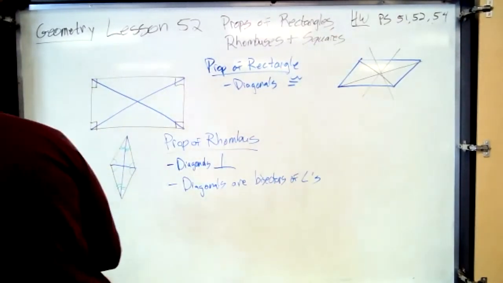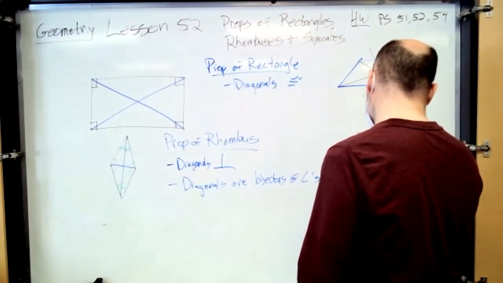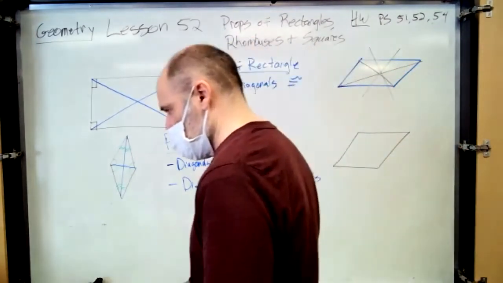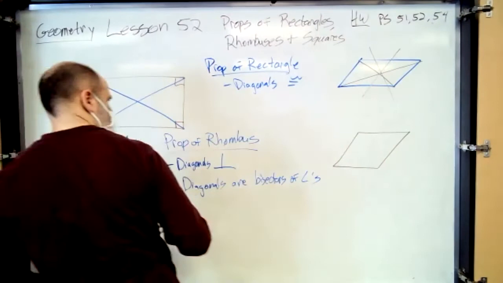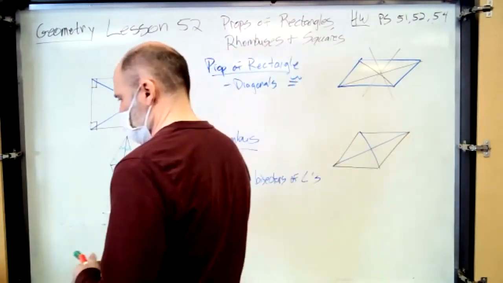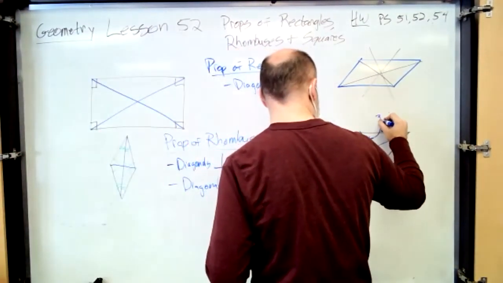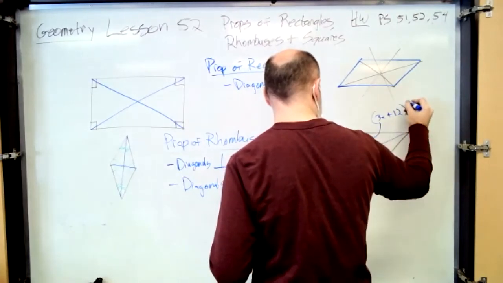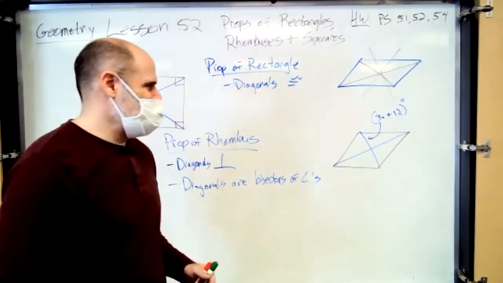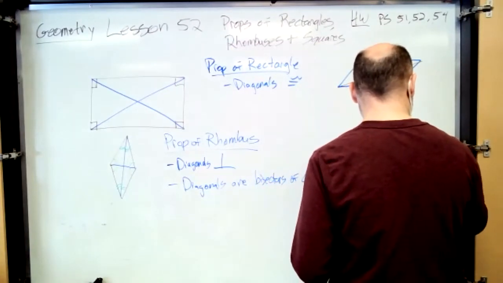Okay, so let's do some puzzle work here. Let's say that this is a rhombus. Poorly drawn rhombus, but it's okay. We're going to get over that. This is a rhombus, and this angle is 3x plus 12 degrees. And then this angle is x plus 10 degrees.